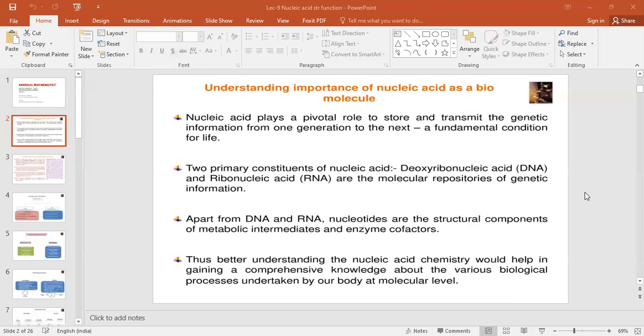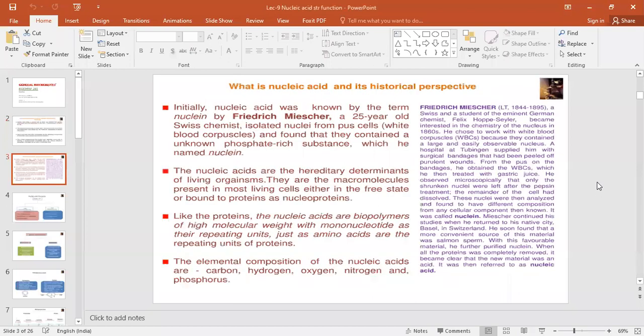It is very important. After studying this, you will get knowledge about the various biological processes which are undertaken by our body at the molecular level. So what is the historical perspective of this nucleic acid?